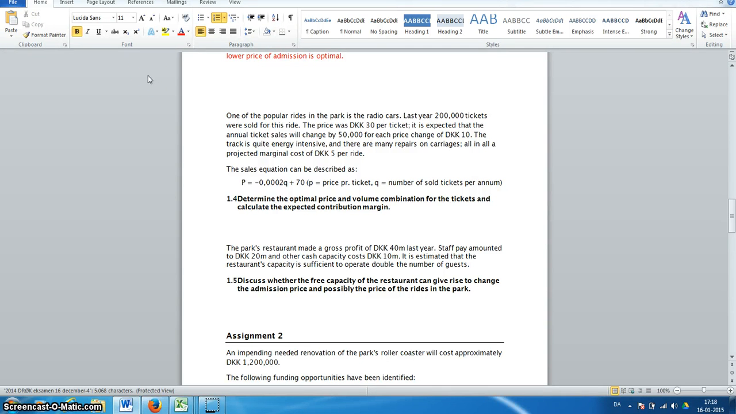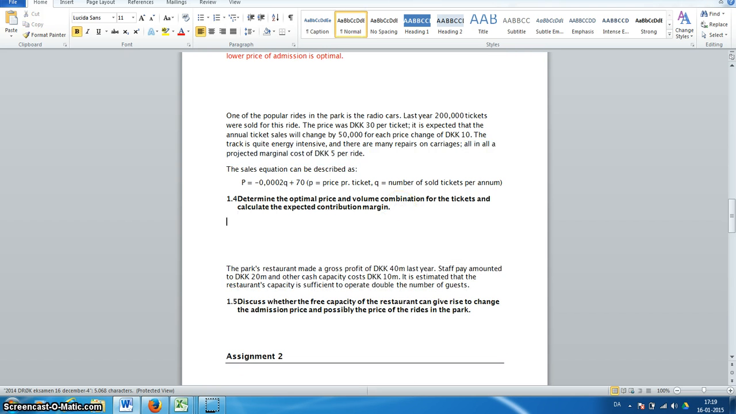Exercise 1.4, that's actually just a standard optimization exercise. We are asked to determine the optimal price and volume combination for the tickets and calculate the expected contribution margin. In this case, we are given some information on the demand. We have a demand function here, and also on the costs for each ride. And the marginal cost for each ride is 5 kroners.